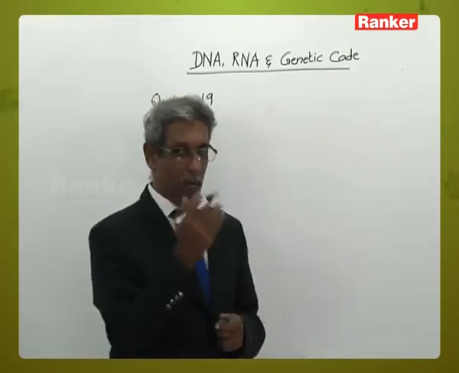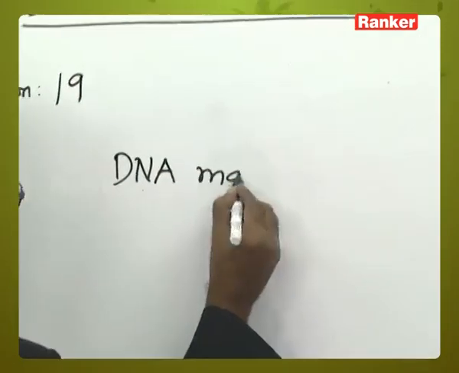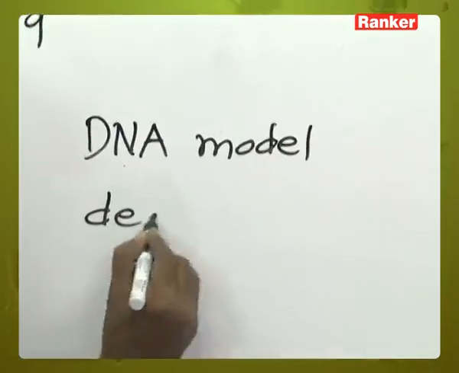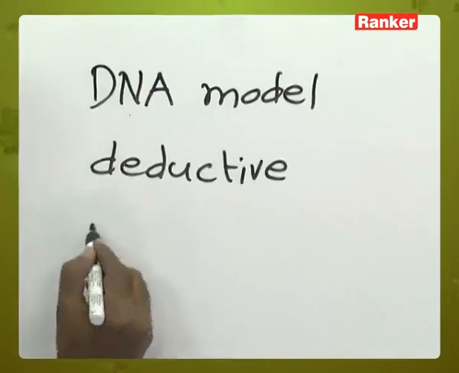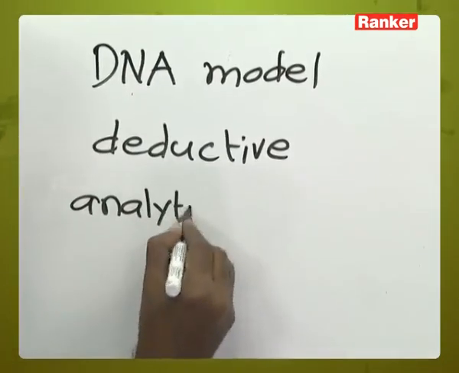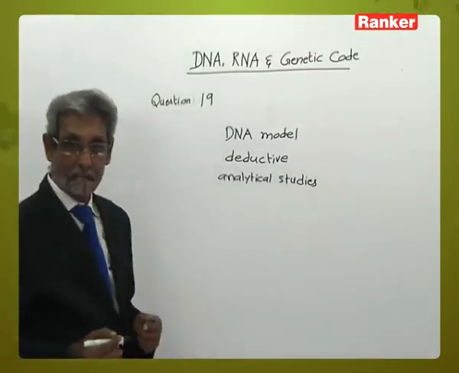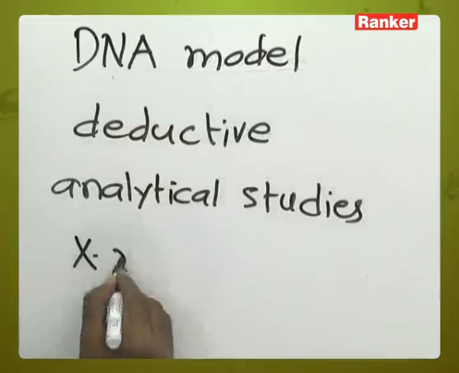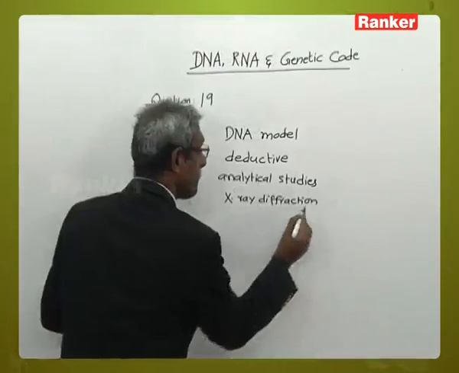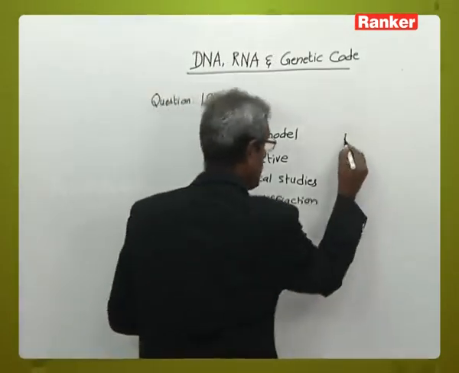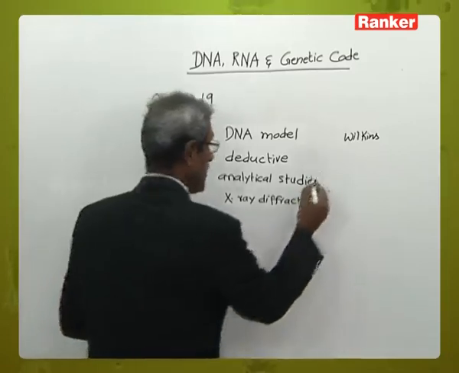We know that Watson and Crick had proposed the DNA model. The DNA model was a deductive model, which was based on analytical studies, as elucidated by the X-ray diffractions, and as studied by Wilkins and Rosalind Franklin.